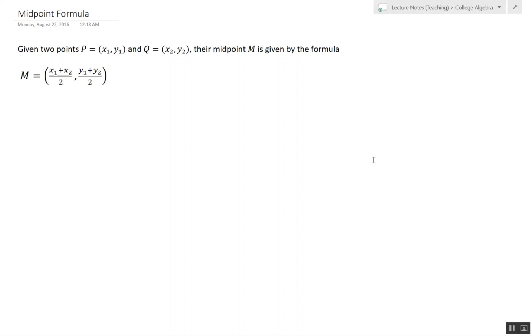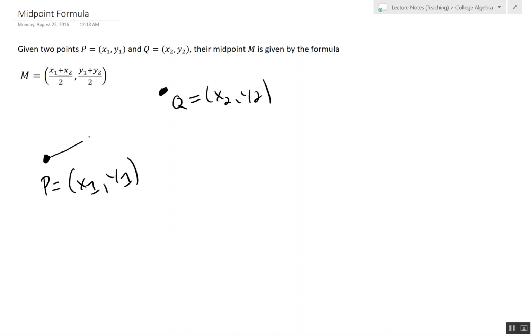Hi everyone, next we're going to talk about the midpoint formula. The idea of the midpoint formula is, if I give you some point P, which is x1, y1, and some point Q, which is x2, y2, then if you join them with a line segment, this formula right here will give us the point that is halfway between the two given points. So let's look at an example here.